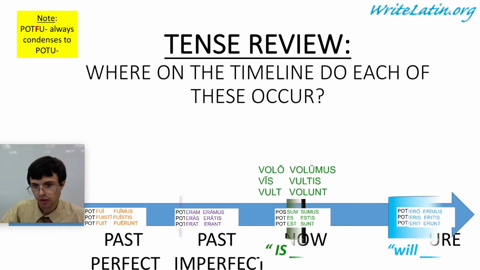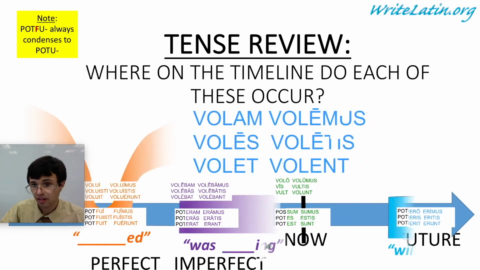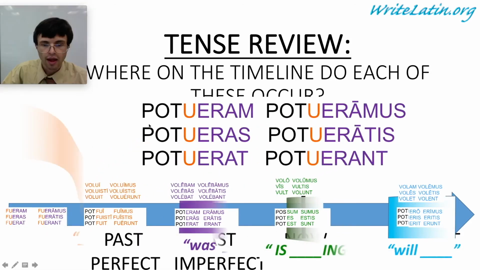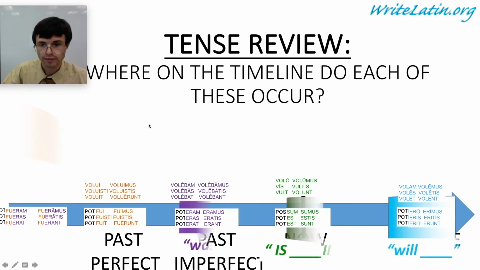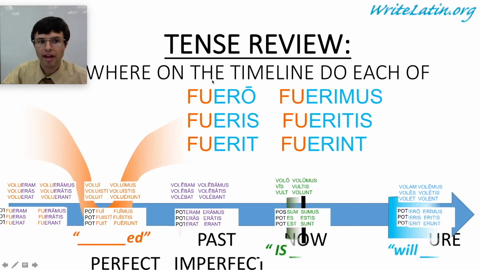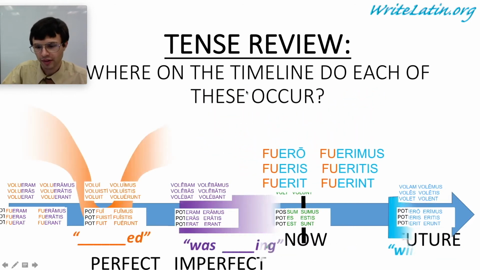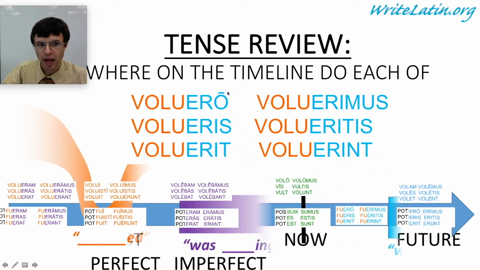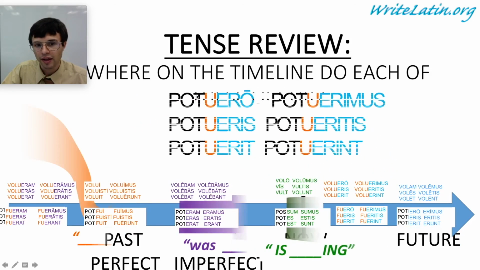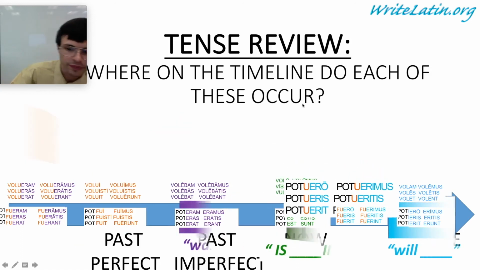I want, I was wanting, I wanted, I will want, I had been able, I had wanted, I will have been. There's your new future perfect. Fu ero. And I will have wanted. Volu ero. And I will have been able. Potu ero. There we go.